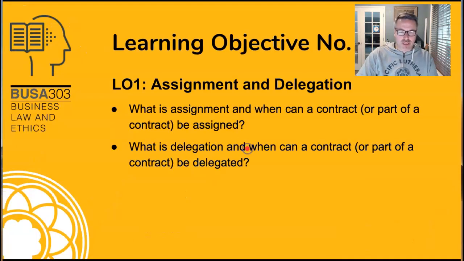Click over to that. All right, so what are we going to be talking about here? We're going to be talking about assignment and delegation. These are the rules that you use to transfer the obligation of, or the right to receive a benefit from, a contract. And I'm going to break that down for you a little bit here.